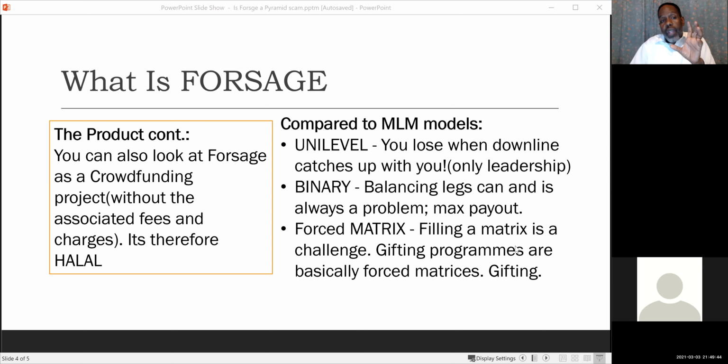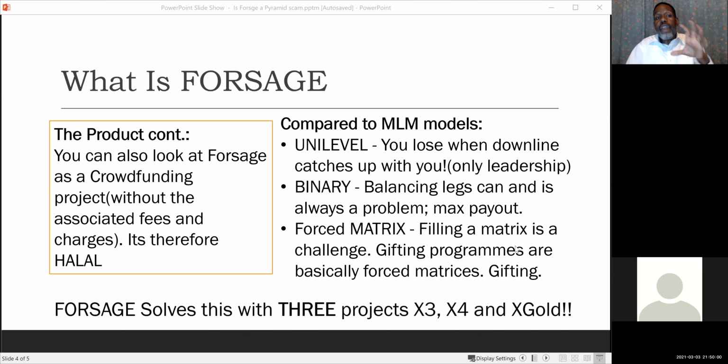So to solve all these issues, to solve a unilevel type of system, to solve binary, to solve matrix, it could only have been done with a smart contract, and that is Forsage. So that is why Forsage has 3 projects: X3, X4, and X Gold. That is what is able to address those particular issues that are so difficult to address in normal traditional businesses. So that's why Forsage has such a powerful model that is able to deliver what needs to be done.